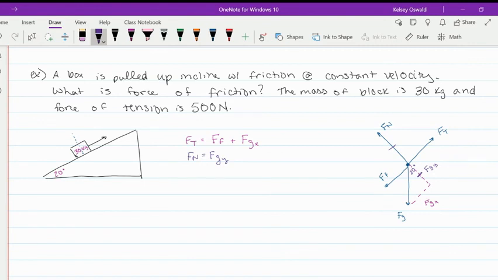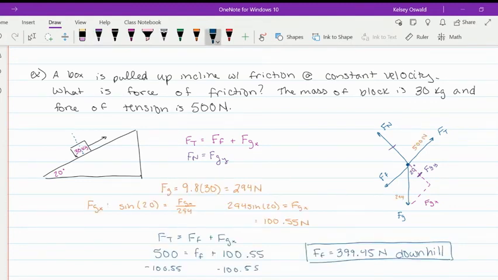Okay. So now that we have our free body diagram for this motion, go ahead and again pause the video and try and solve for your force of friction. See if we can set up this problem, and come back when you're ready. 0.45 newtons downhill for that force of friction.